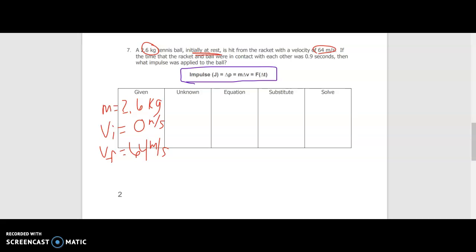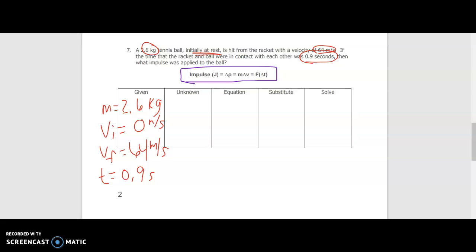If the time that the racket and the ball were in contact with each other was 0.9 seconds, so the time is 0.9 seconds, then what impulse was applied to the ball? All right, so again, we're going to be using this long equation, but we're not going to use every single part. All parts of this equation, impulse, the change in momentum, m times the change in velocity, F times the change in time, they are all equal to each other, as you can see with all the equal signs. We just need two parts of the equation.